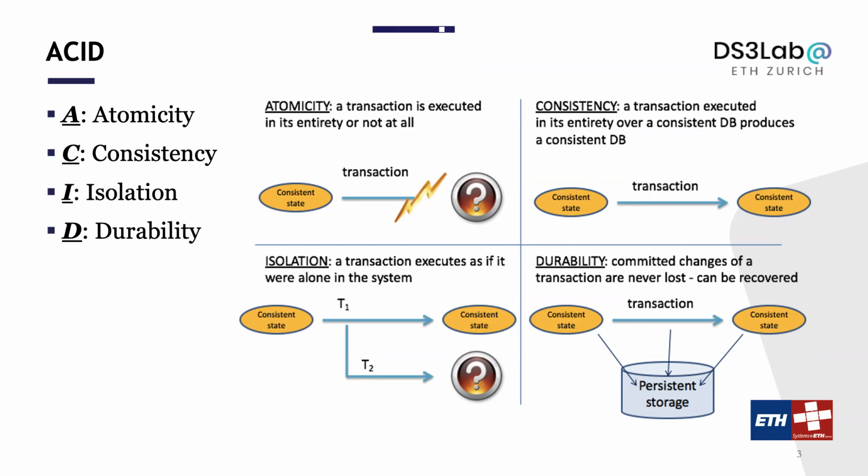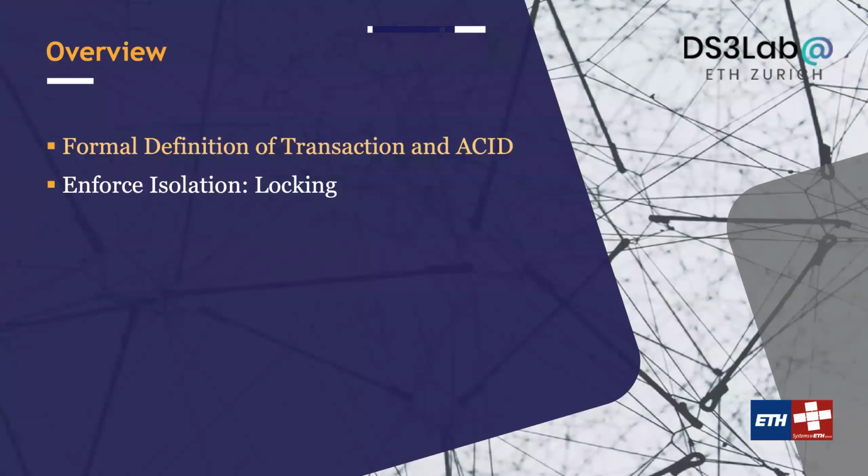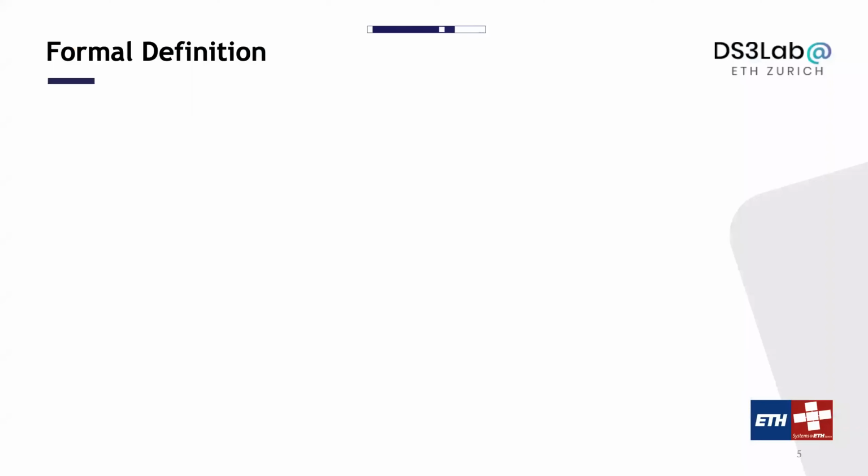Starting from this lecture and for the next couple of lectures, we are going to talk about how the database system enforces each of these properties. Before we do that, let's formally define what a transaction is, and then let's talk about isolation and how to enforce it.